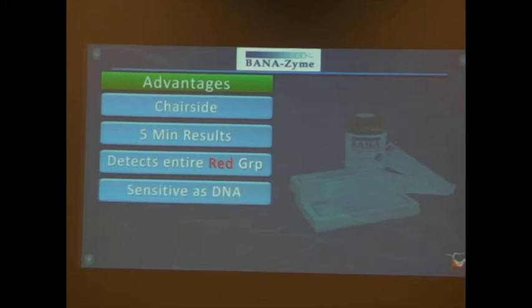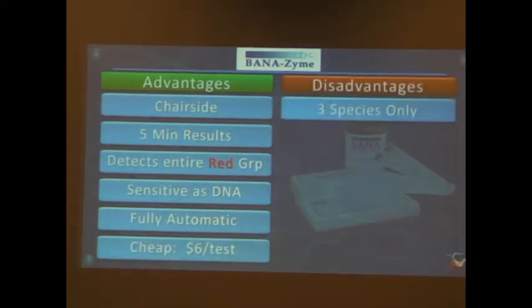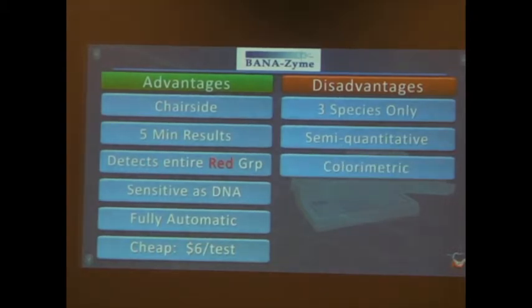It's as sensitive as DNA test in comparison testing. And of course, it's fully automated. You just spread your sample on this little test card, which you'll see in a minute. Now the disadvantages, it only does the three species. It's conceivable that you could have an infection that didn't have one of those three, but that would be highly unusual. It's semi-quantitative in that they can estimate by the depth of the color on the test how many organisms are there. One disadvantage is it's colorimetric, and some people have trouble deciding how blue is blue when they see the color change on the chart.